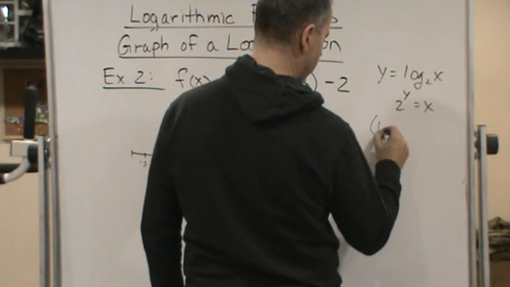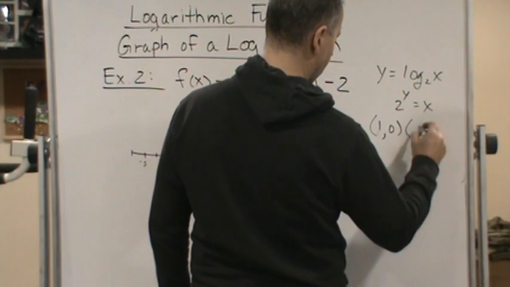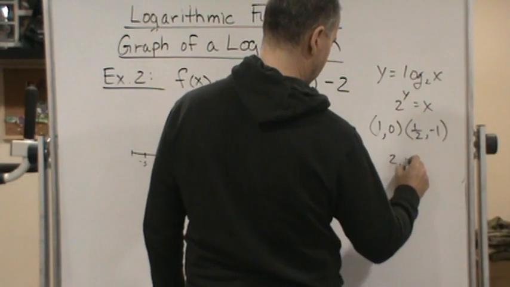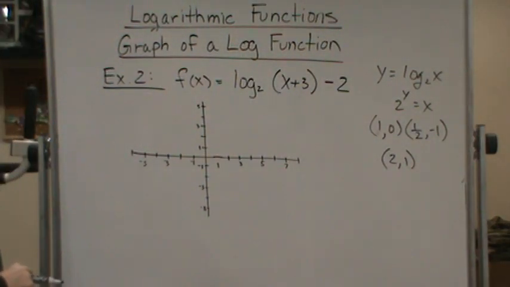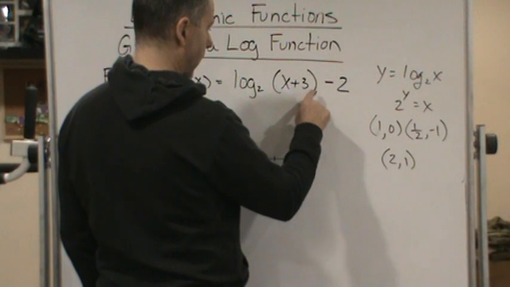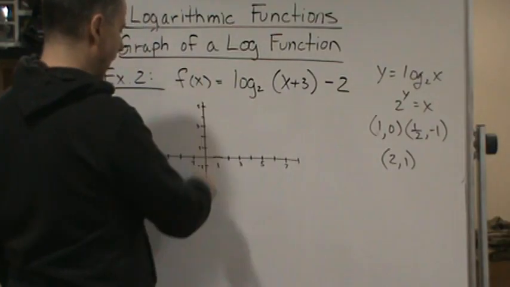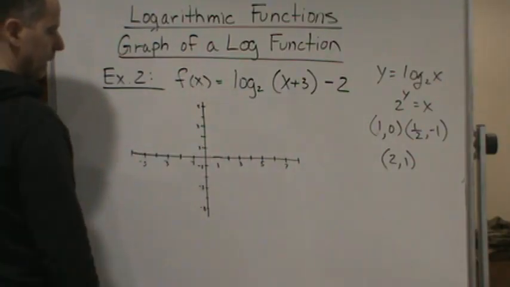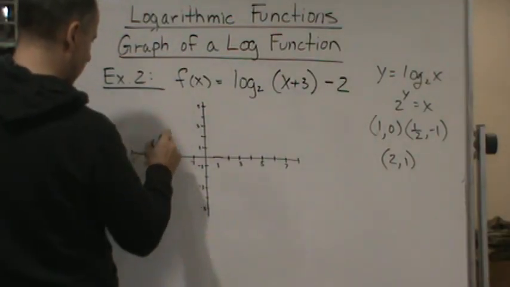This is going to go through 1 comma 0, 1 over 2 comma negative 1, and 2 comma 1, just from our properties. Now we know that this is going to be a transformation. It's going to be 2 units down, 3 units to the left. So that means our vertical asymptote at x equals 0 is also going to be moving 3 units to the left. So our asymptote is going to be at negative 3 now.